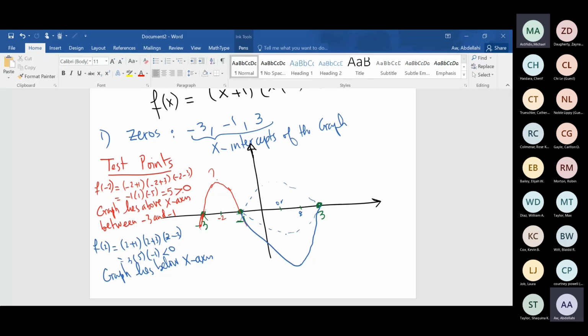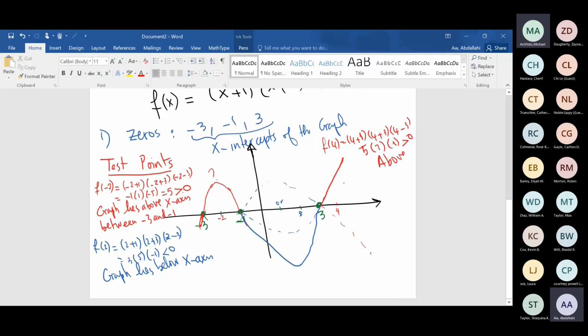And now after 3, I'm going to pick another test number to know where the graph is. For instance, let me pick 4, as a test number to know if my graph will be like this or like this. I pick 4. f of 4 is 4 plus 1, 4 plus 3, and 4 minus 3. It's 5 times 7 times 1. This is positive, so the graph lies above. So my graph will be like this.